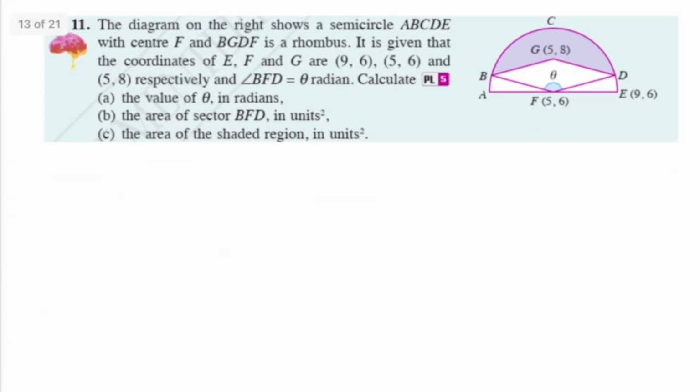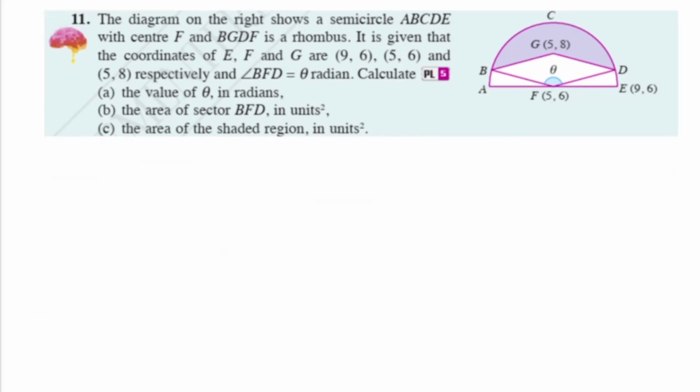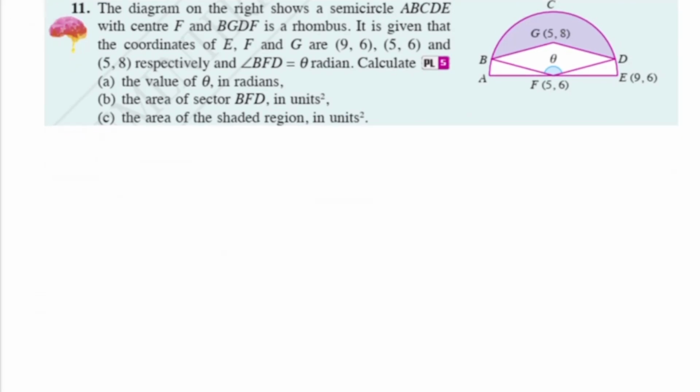Moving on to question 11. Now, the diagram shows semicircle A, B, C, D. This is another question related to coordinate geometry, and again, it's an old SPM past year question, 1990 something. The center is F, and B, G, D, F is a rhombus.